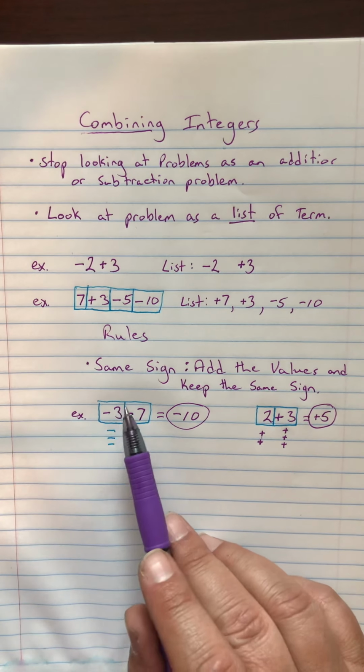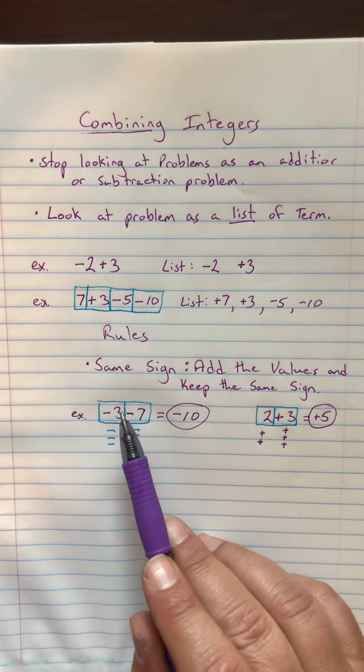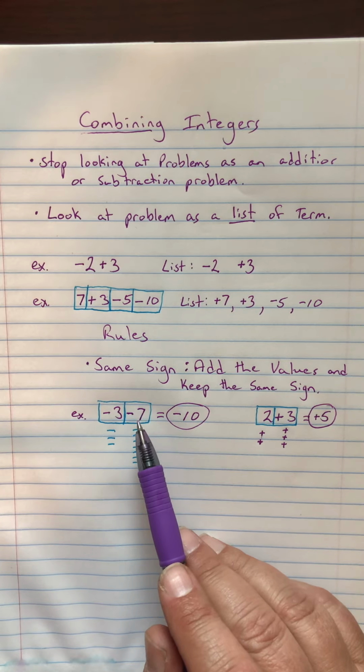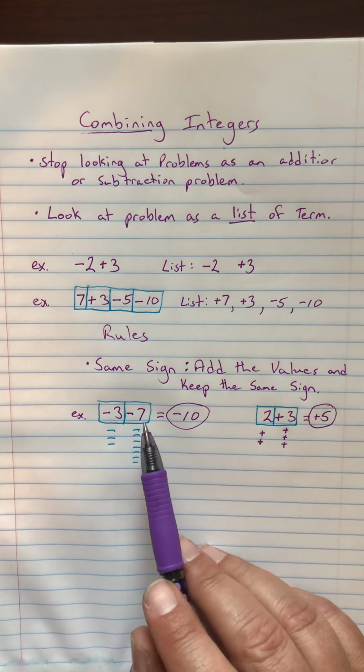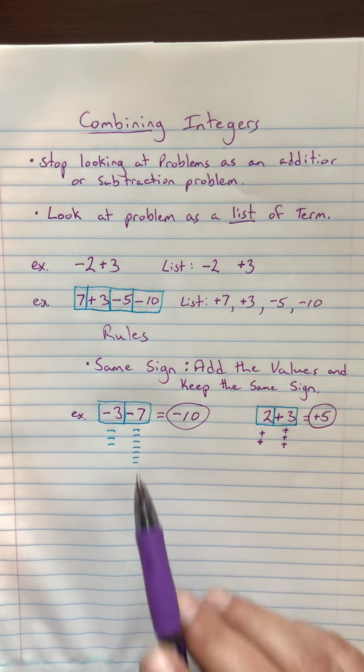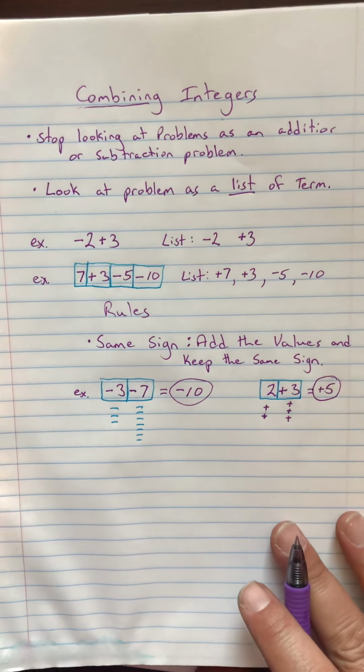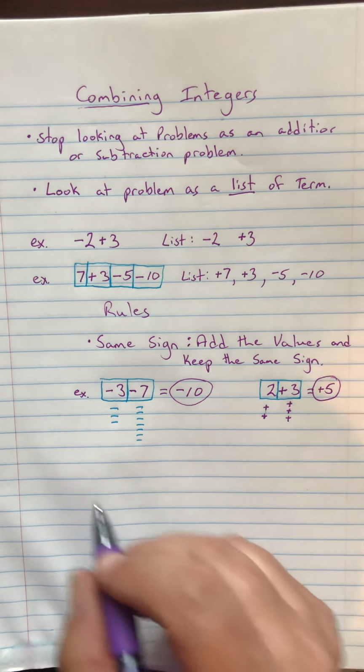But again, it helps to look at it as a list. If you try to look at this as a subtraction problem, odds are you're going to miss it. Because when you first start doing these things, it is incredibly easy to miss.